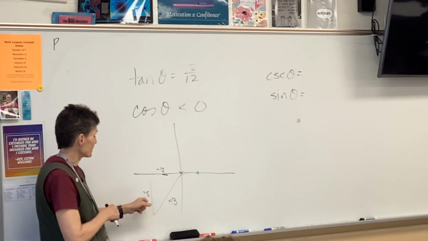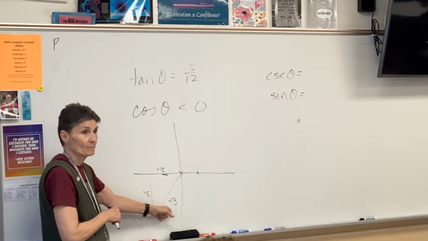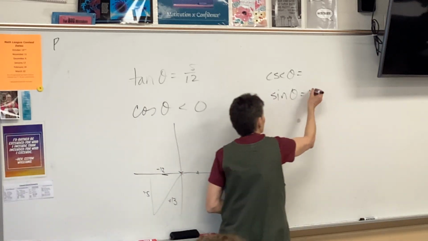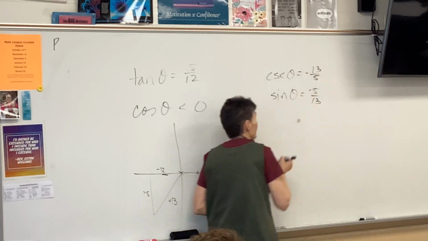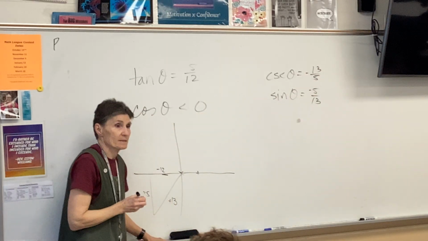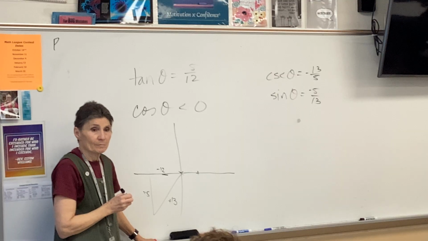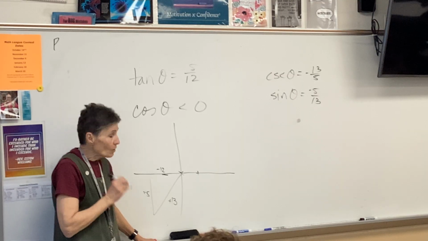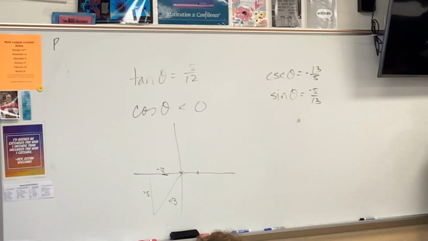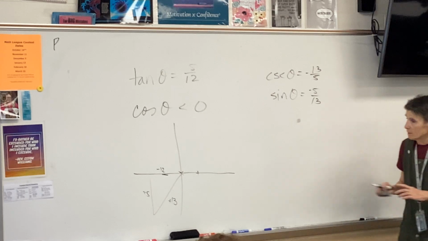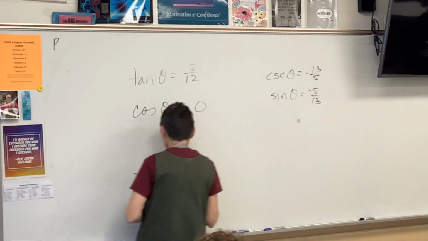Let's do sine first. Sine is opposite over hypotenuse. So the cosecant is hypotenuse over opposite. Right? So those are for sure thought-provoking problems, but you can figure it out if you just go one step at a time. One step at a time.